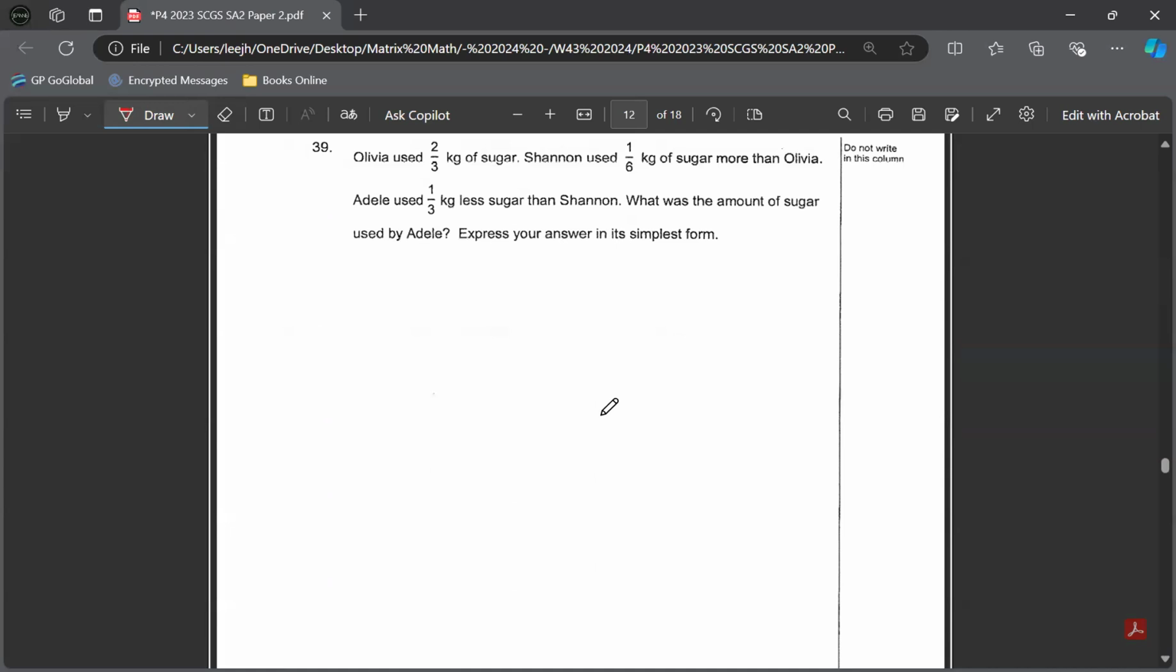Question number 39. Okay, Olivia used 2/3 kg of sugar. Shannon used 1/6 kg of sugar more than Olivia. Adele used 1/3 kg less sugar than Shannon. What was the amount of sugar used by Adele? So what we're going to do is we write down Olivia, 2/3. Shannon, 1/6 more than Olivia. So 2/3 plus 1/6. Denominator make the same, times 2 times 2. 4/6 plus 1/6. So Shannon used 5/6.